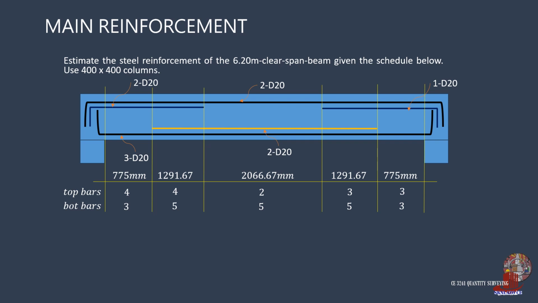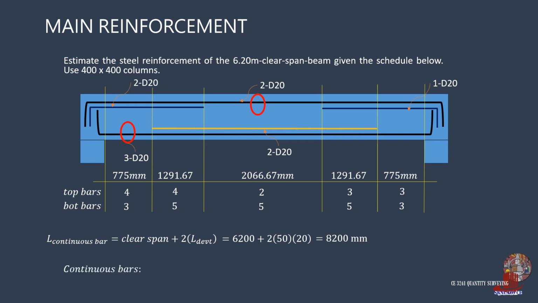Now for the lengths. Categorize each type of bar. First, there are the continuous bars, which can be seen as 2 on top and 3 at the bottom. The length of the continuous bar is computed as the clear span plus 2 development lengths on both ends. With the development length computed as 50D, we get 6,200 plus twice of 50 times 20, and that is 8.2 meters. Then we can conclude that there are 5 pieces of diameter 20 mm rebars by 8.2 meters.